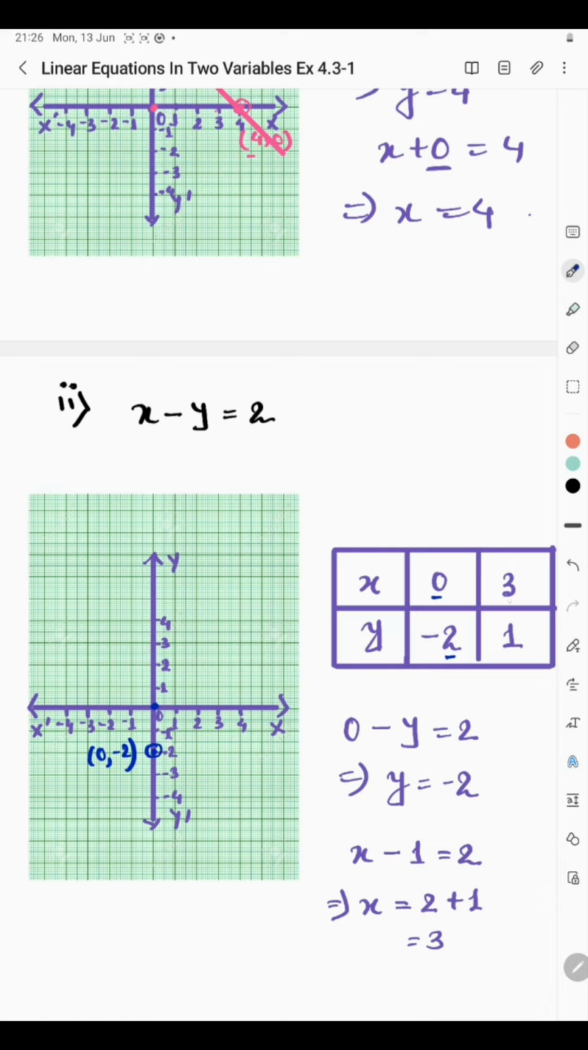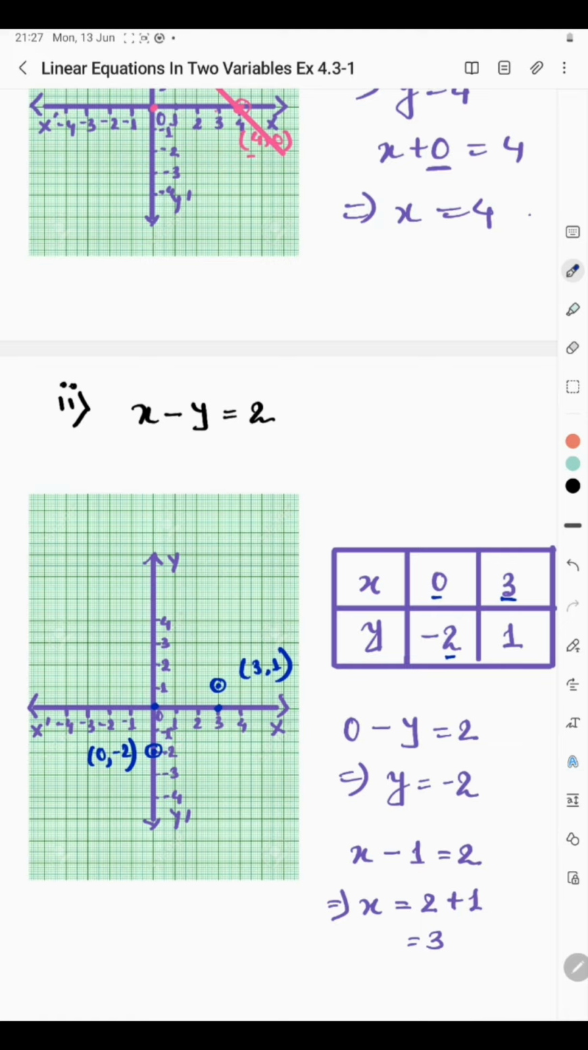Now our next coordinate is 3, 1. 3 is the value of x. So where is the x-axis? Here is the x-axis and here is 3. Now the value of y is 1. So we'll go upwards. So here is 1. Okay. So this is 3, 1.